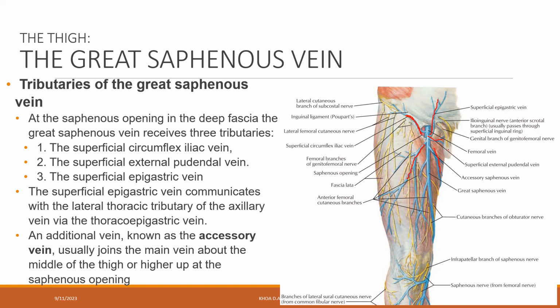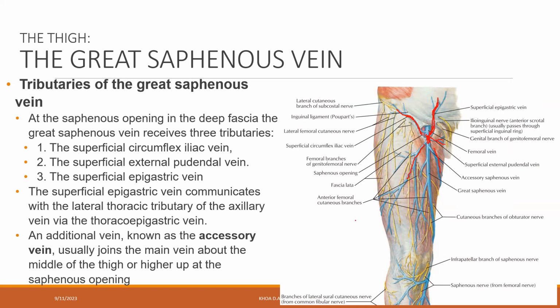And then you have the superficial epigastric vein, which collects venous blood from the superficial part of the inferior abdominal wall. Interesting, right? These tributaries come from different paths. One comes from the lateral part of the hip, one comes from the scrotum down here, or the labia majora in the female, and right here, one comes from the abdominal wall. But they all go into the great saphenous vein before the great saphenous vein goes into the femoral vein.